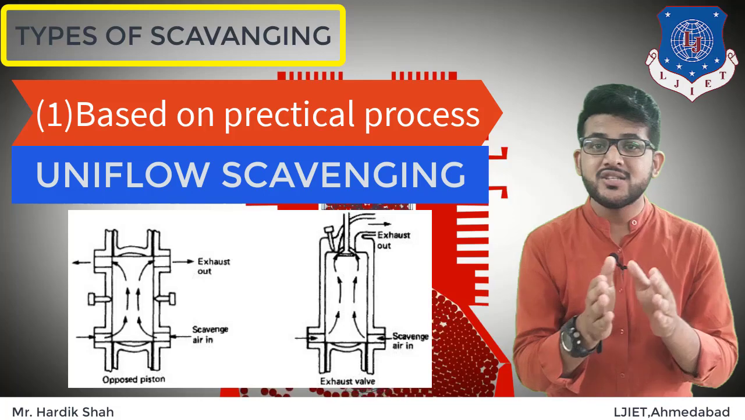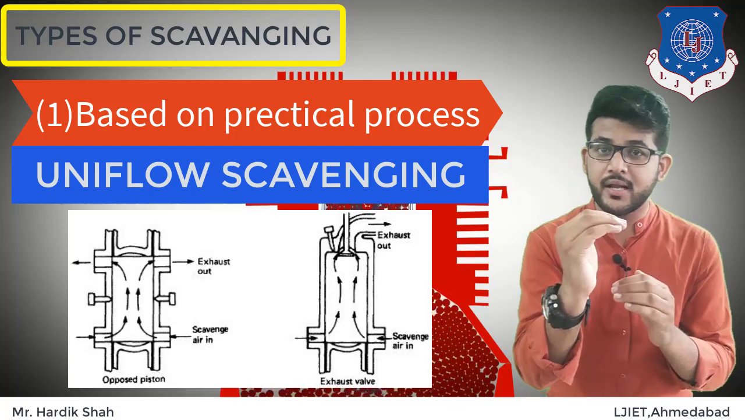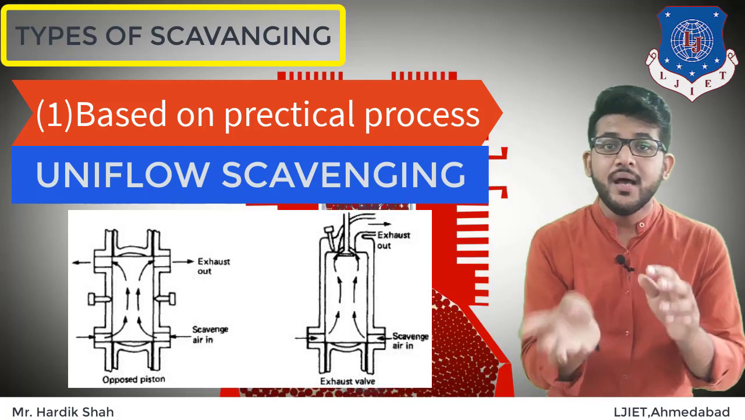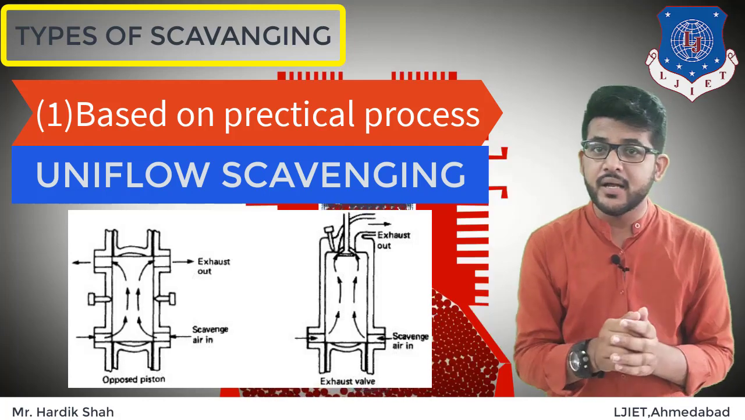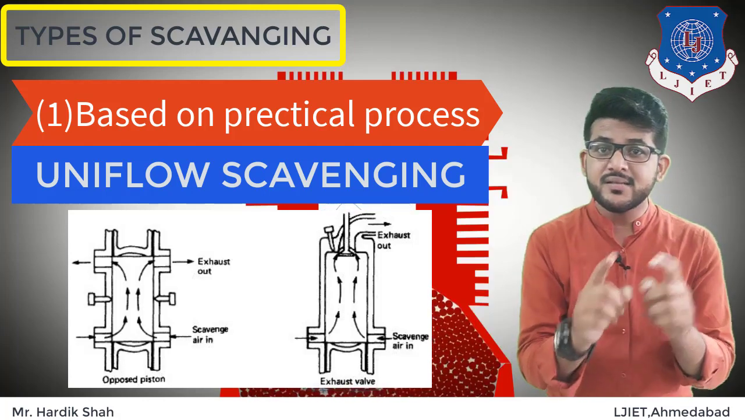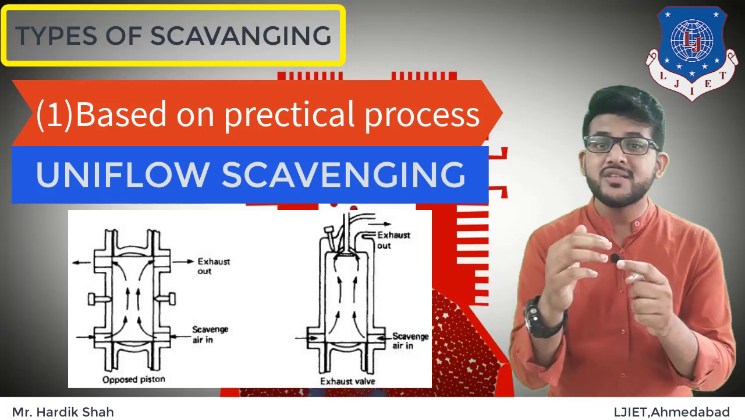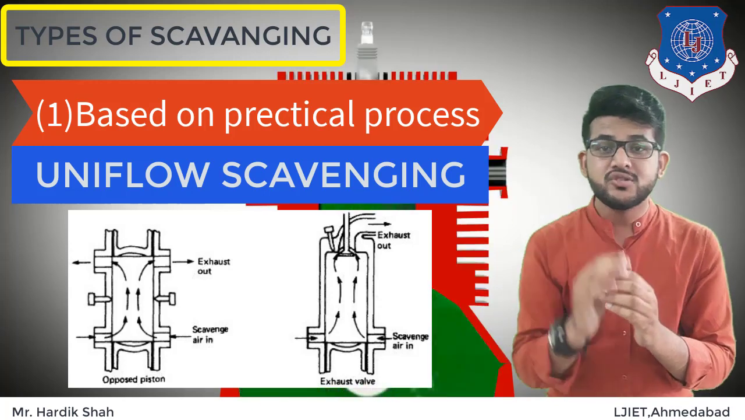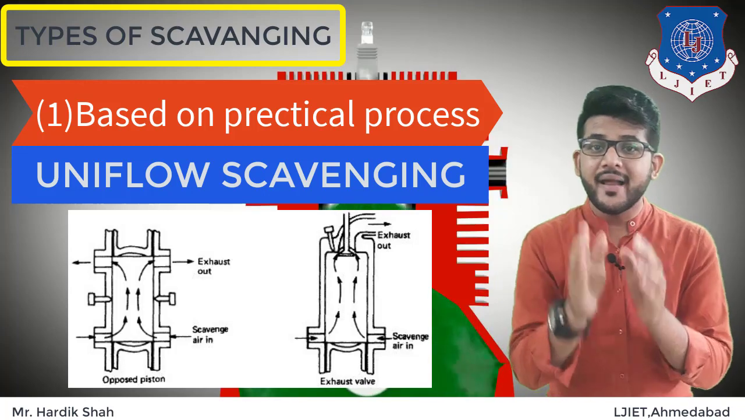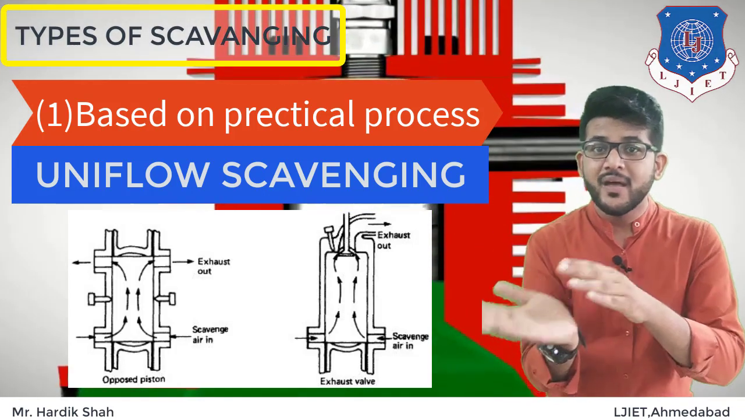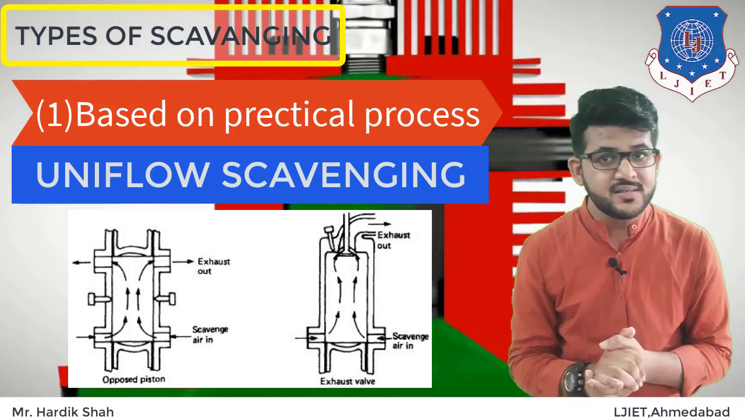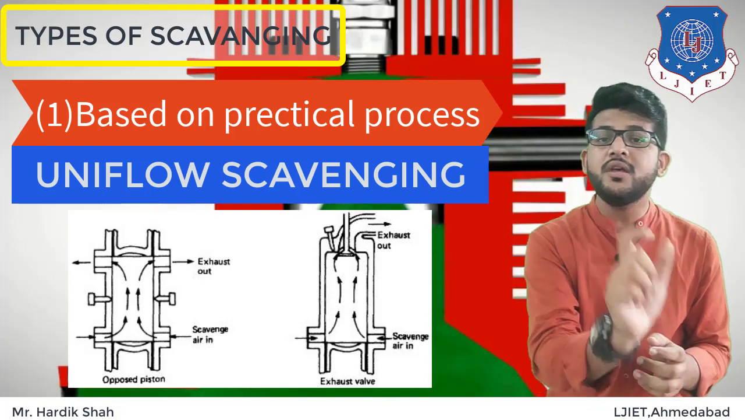So in this, exhaust valve is fitted at the top of the cylinder and the two inlet ports are at the lower part of the cylinder. The fresh charge enters the cylinder from the two inlet ports and it pushes the exhaust to go out of the exhaust valve from the upper portion. So the direction of the flow of the fresh charge and the exhaust gas is always same. So it is called uniflow.